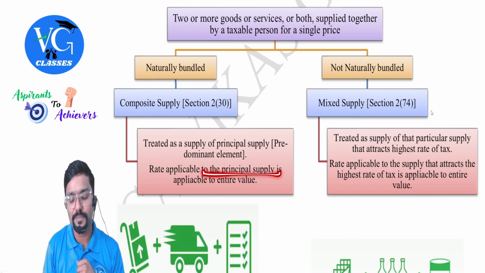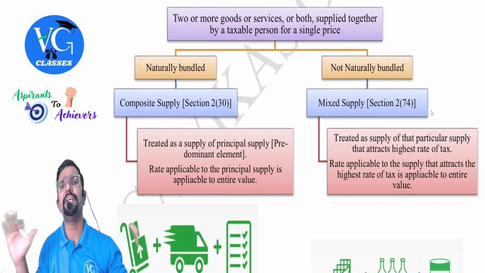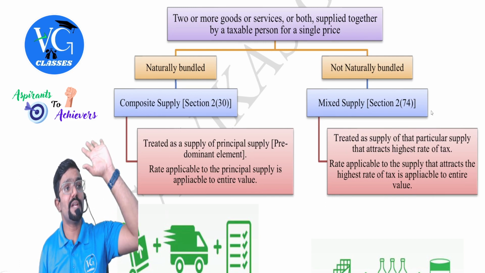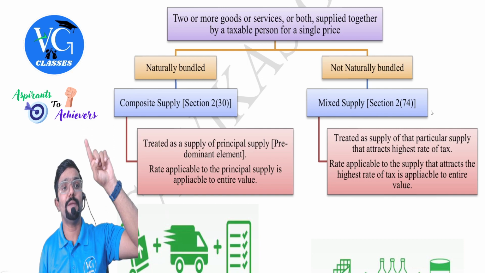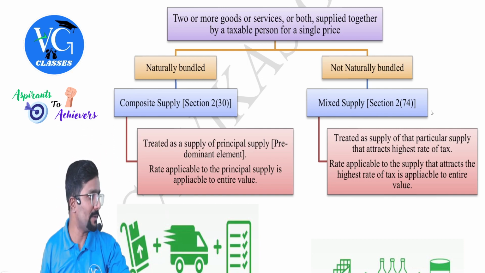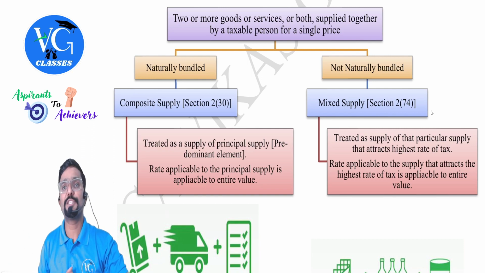The rate applicable to the principal supply is applicable to the entire value. In my example, on 50,000, what was the rate applicable? 5%. Why 5%, sir? Because 5% was the rate applicable for the principal supply. Then coming to mixed supply.